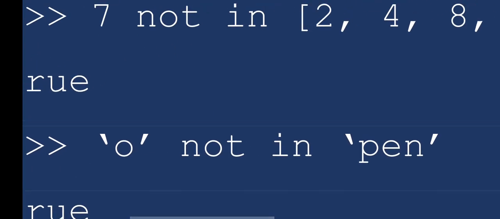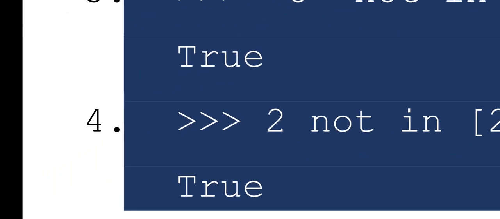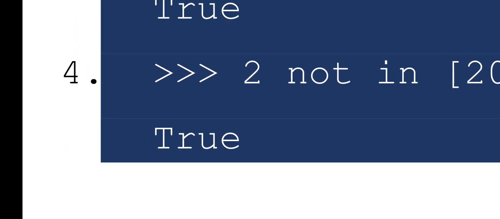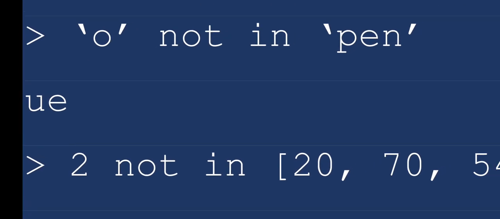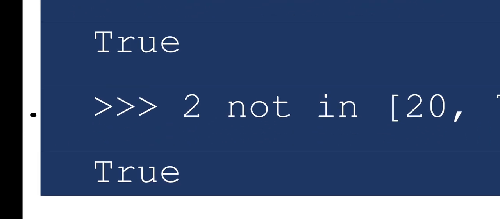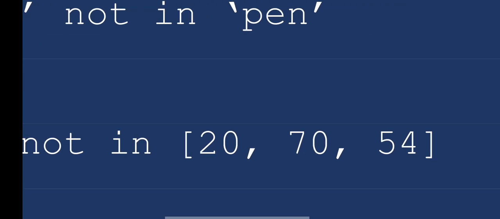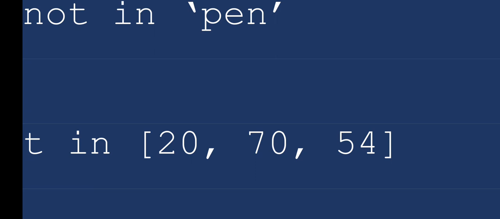Yes, because the character O is absent in the string pen. And example 4, which is the last example, is 2 not in the list containing 20, 70, 54, and the output is true because 2 is absent in the list of 20, 70, and 54.